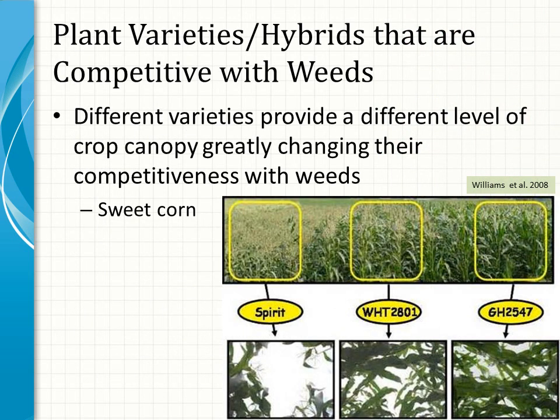As I mentioned, variety and hybrid selection is also very important. Different varieties can provide a different level of crop canopy, and this greatly changes their competitiveness with weeds. In this illustration here, we have some research that was done in sweet corn. You can see 3 different hybrids of sweet corn, and then the pictures below are the representative images looking up through the crop canopy. You can see a great difference in the amount of leaf coverage, and this can greatly influence the amount of weeds that are able to germinate and survive underneath the crop canopy.